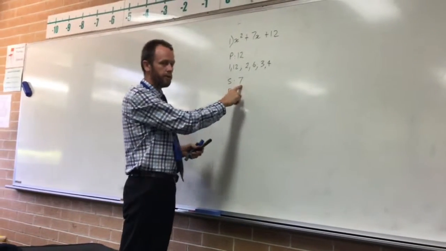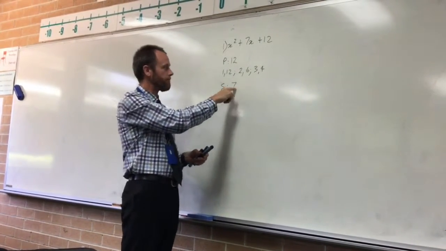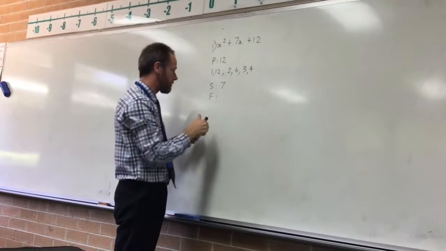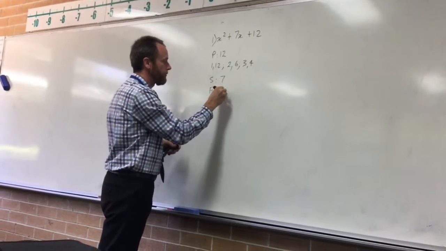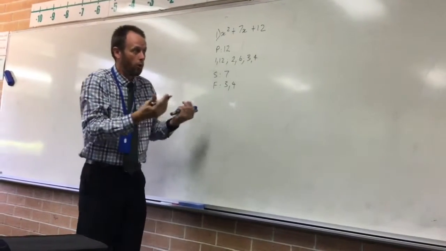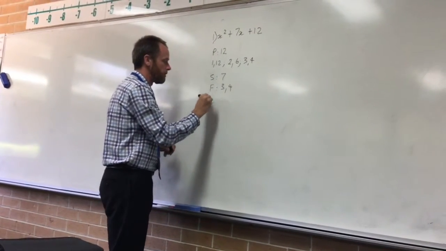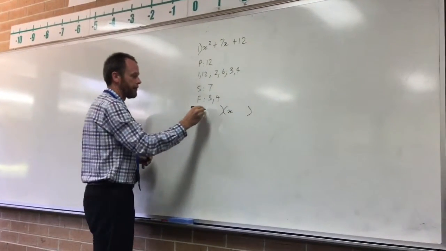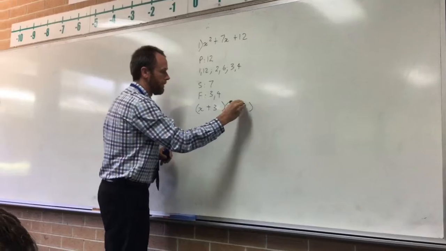1 and 12 could not add together to give 7. 2 and 6, close but not quite there. It must be 3 and 4. So my two factors are 3 and 4. All I need to do then is write them as a binomial. And so in this case it's just x plus 3, x plus 4.